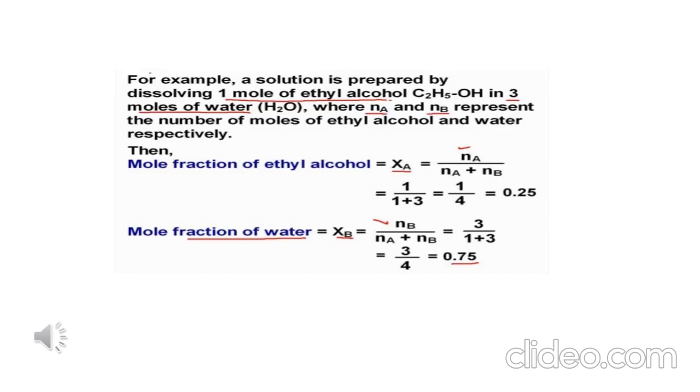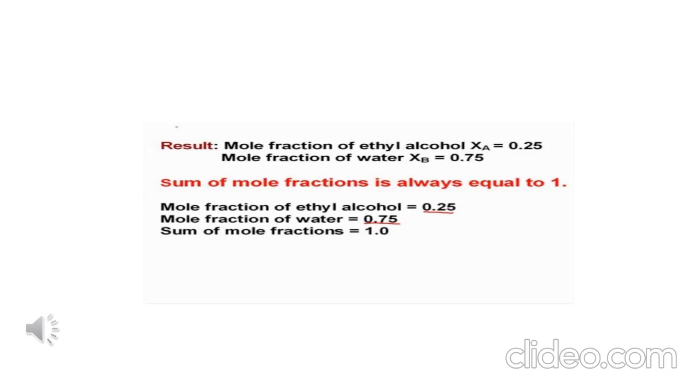That is equal to 1 by 1 plus 3, which is equal to 1 by 4, which is equal to 0.25. The mole fraction of water is equal to Nb by Na plus Nb, which is equal to 3 by 1 plus 3, that is equal to 3 by 4, which is equal to 0.75. Therefore, the mole fraction of ethyl alcohol is 0.25 and the mole fraction of water is 0.75. The sum of the mole fractions of all the components in a solution is always equal to unity. Here we have taken two components, ethyl alcohol and water, whose mole fraction sum is always equal to 1.